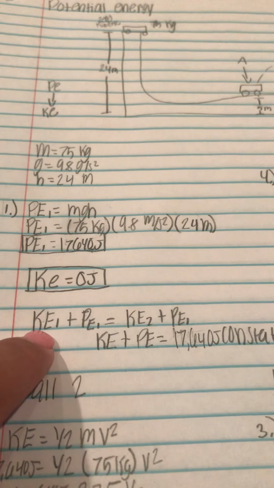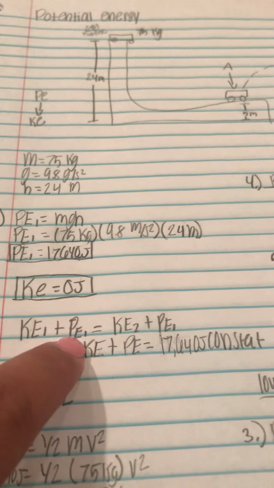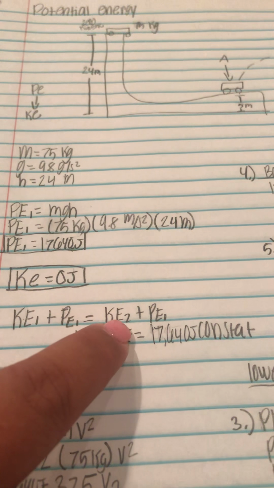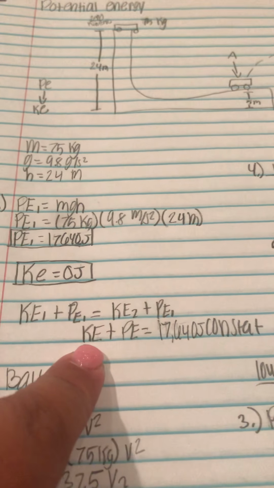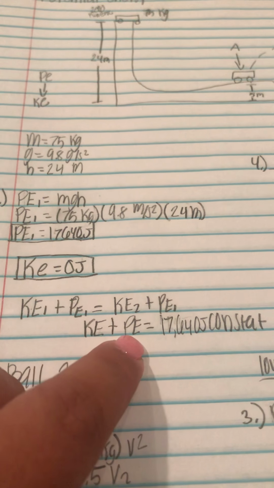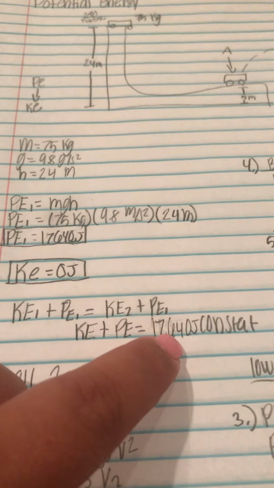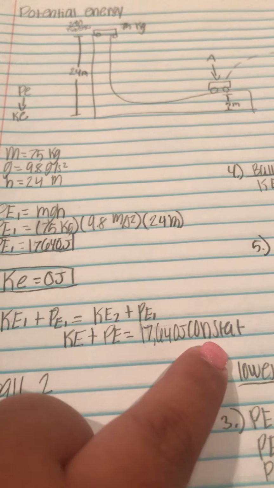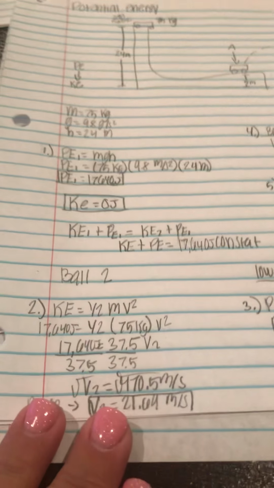But you have to remember kinetic energy 1 plus potential energy 1 equals kinetic energy 2 plus potential energy 2. So if you add them together, kinetic plus potential, it gives you 17,640 joules constant. You have to remember that. So we're going to go to point 2.